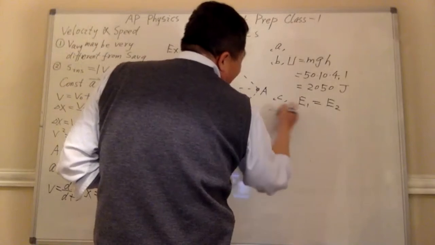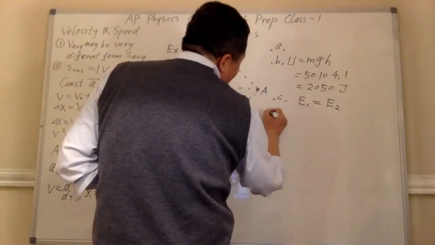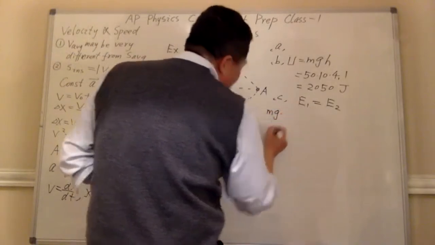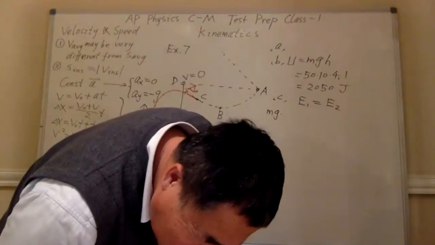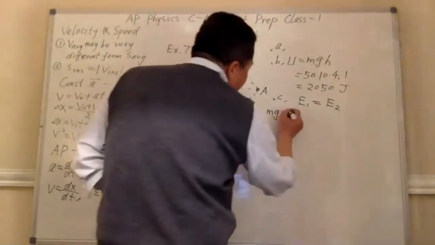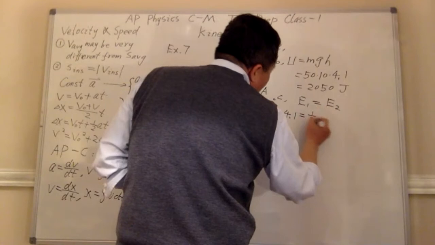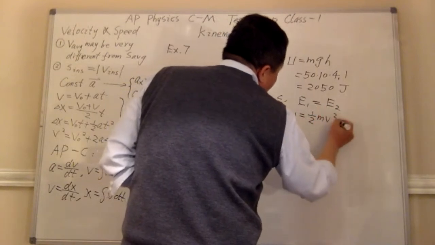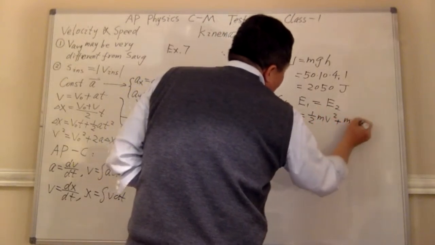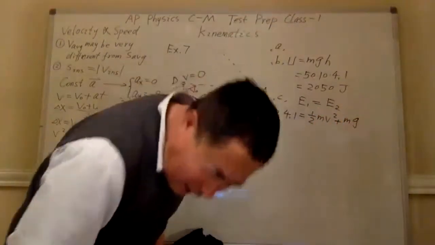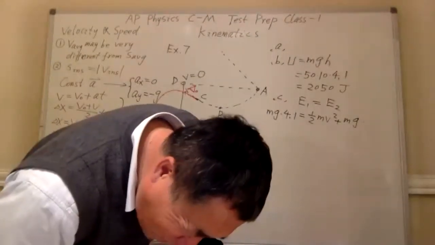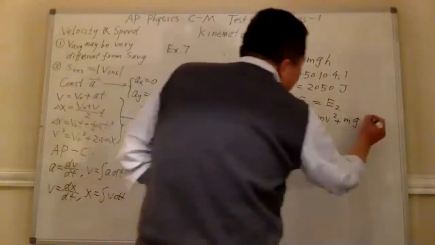E1 is equal to mgh1. h1 is equal to 4.1, which means in the beginning there is no kinetic energy. E2 is half mv squared plus mgh2. Then what is the height? It is 2.4.